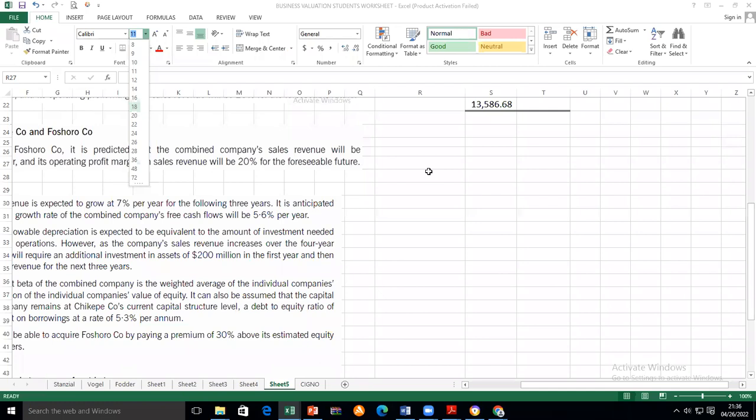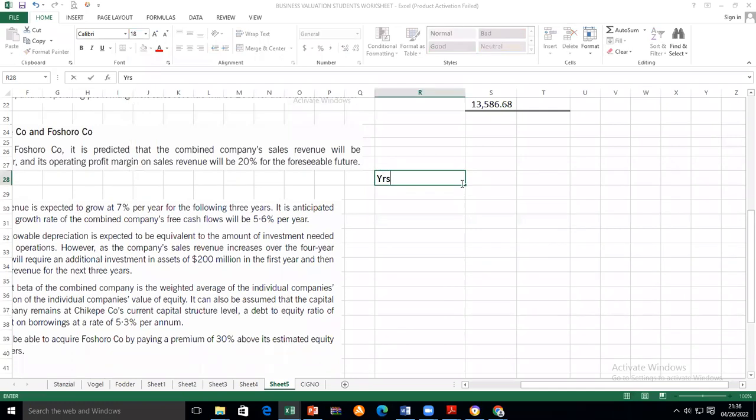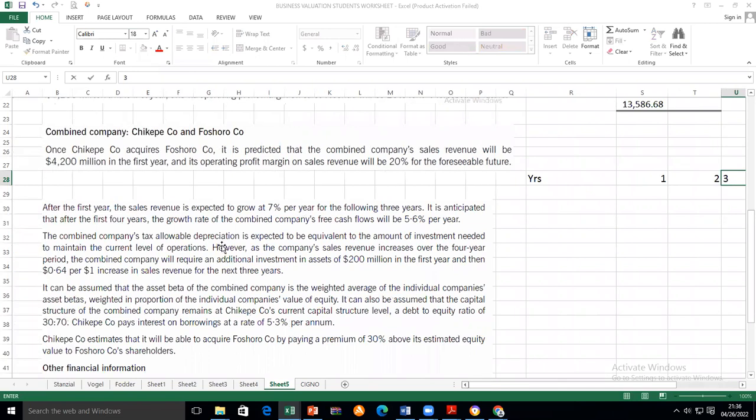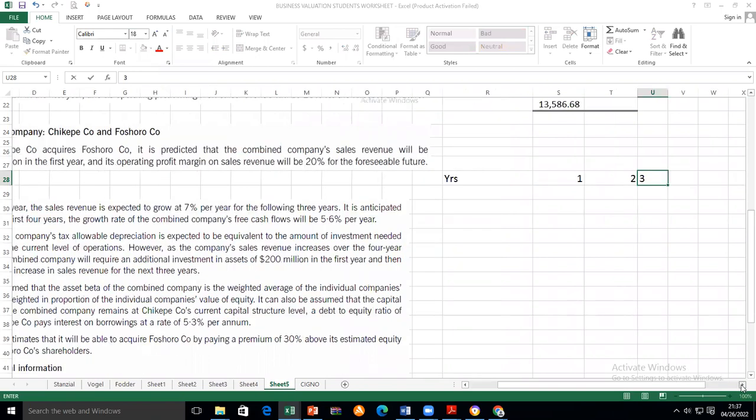So how do we get it? We say, yes, year 1, year 2, year 3. How far do we go? Well, the information given will tell us. After the first year, sales revenue is expected to grow at 7% for the following 3 years.